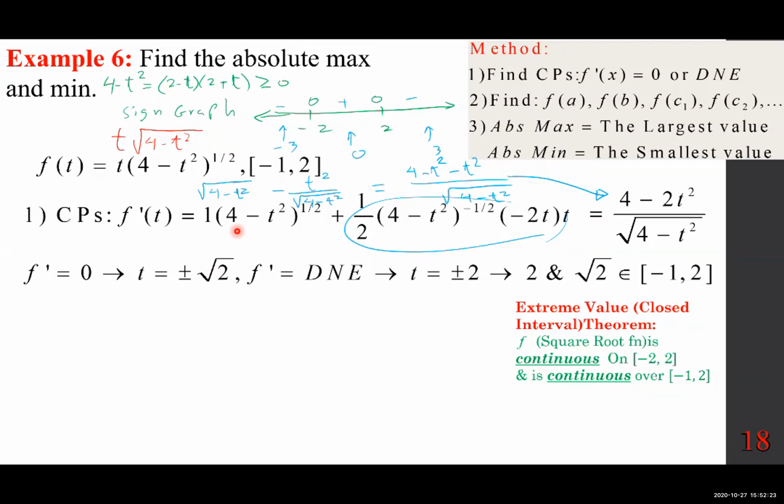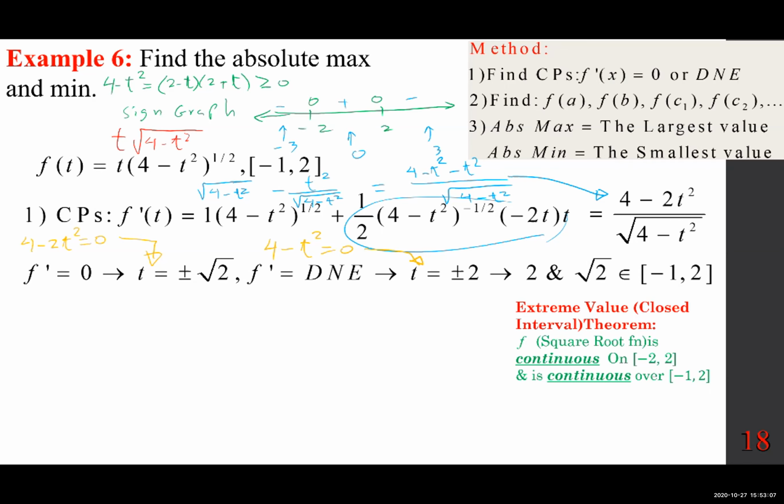So minus the square root of 2 is out. Square root of 2 is good. Minus 2 is out. 2 is good. But just quickly, when we say f prime is 0, that means the top is 0. F prime doesn't exist means the bottom is 0, so inside the radical is 0. So there are 4 answers, 2 of them are good. By the way, one of them is also an endpoint.